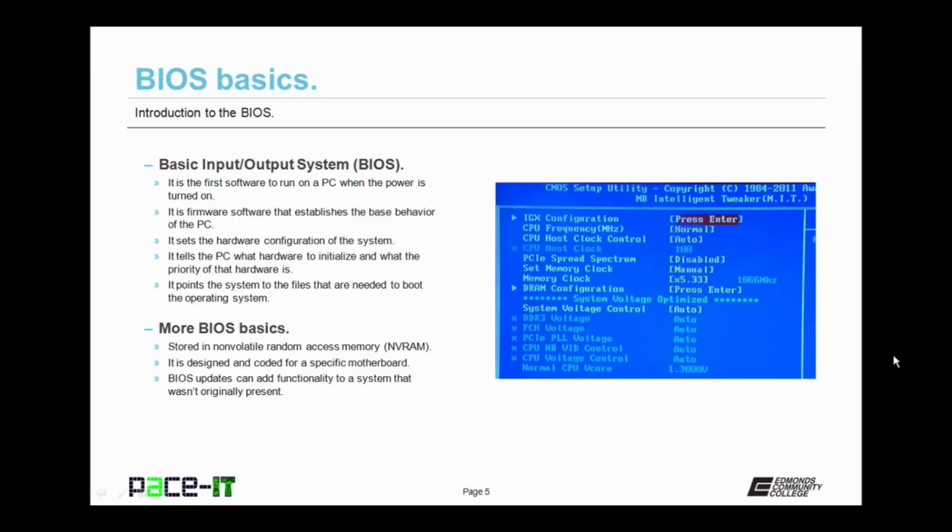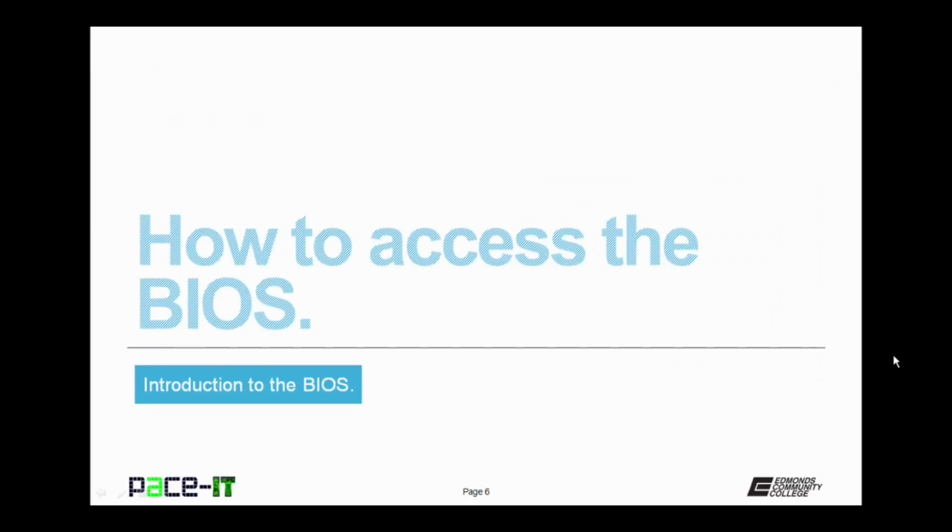Now, BIOS is stored in non-volatile random access memory, NVRAM. That's a special type of memory that doesn't require an electrical charge to keep what's in the memory. It is designed and coded for the specific motherboard that it resides on. BIOS updates can add functionality to a system that wasn't originally present when the motherboard was installed.